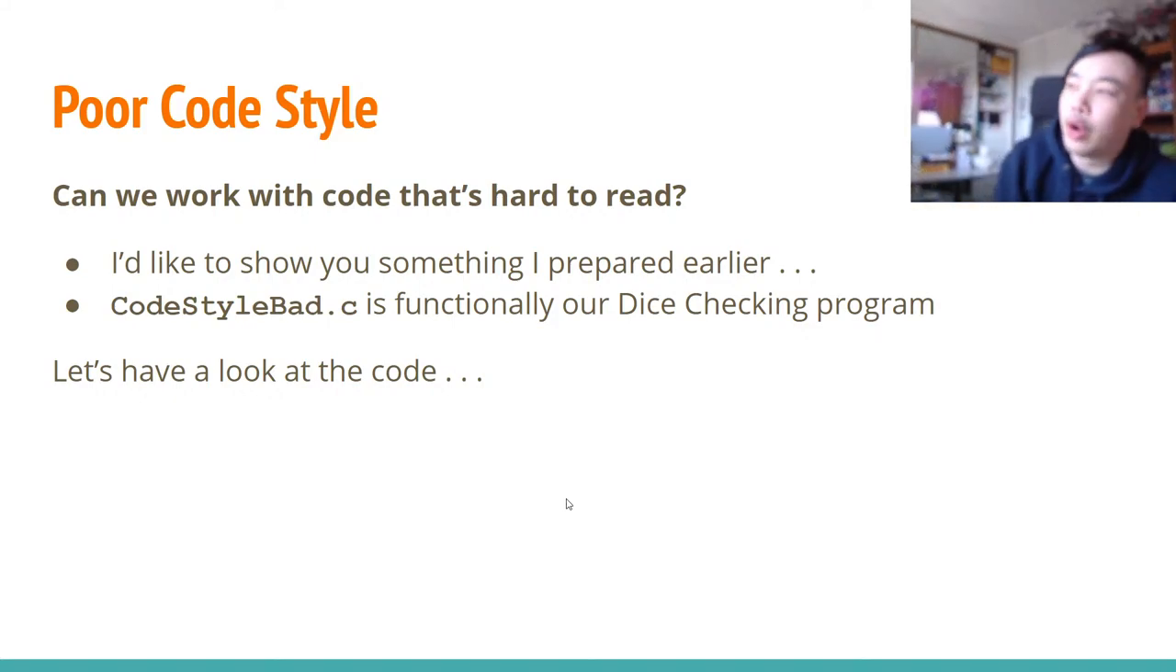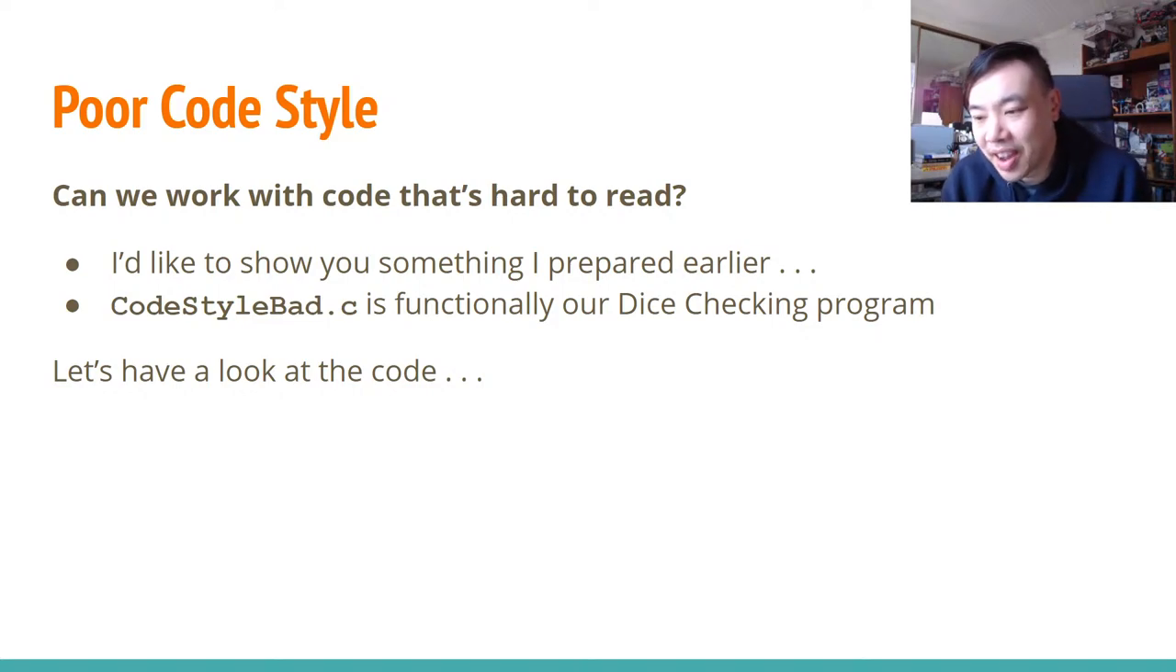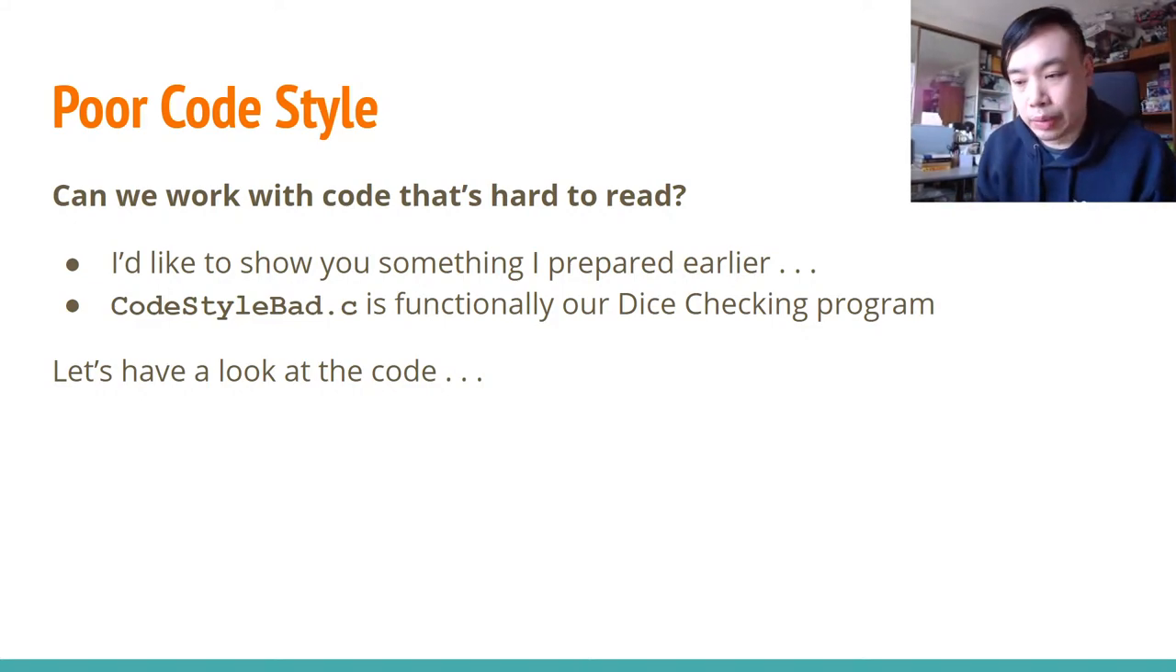Having said that, before we go and launch into the details of what we should be doing, I thought it might be interesting to look at something that is not necessarily good code style, and some of the examples of what the issues are that we can get when we're looking at code that is written badly, but it's still functionally doing exactly what we want it to do.